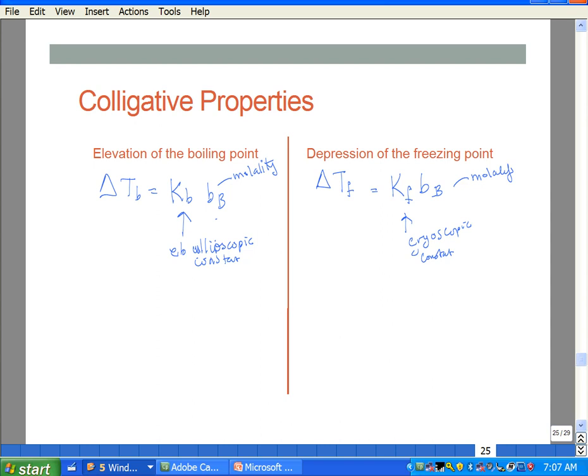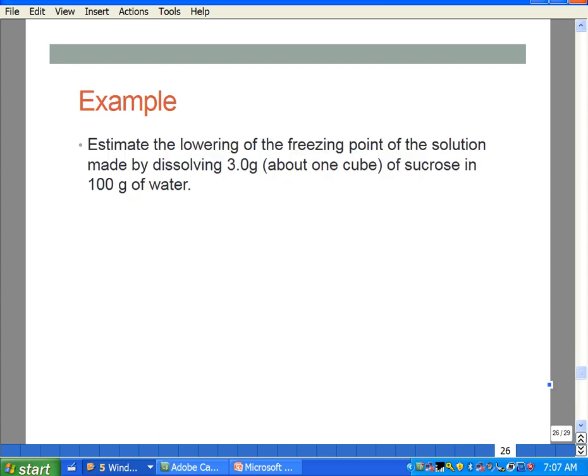So let's look at a problem using this. Estimate the lowering of the freezing point of a solution made by dissolving about 1 cube of sucrose, which is 3 grams, in 100 grams of water. So what we need to do for this is find the cryoscopic constant of water. And I hope I have my table. Man, who's got their book?